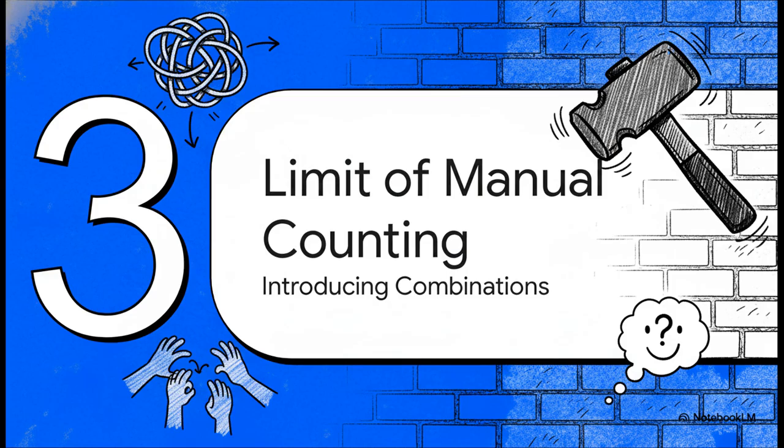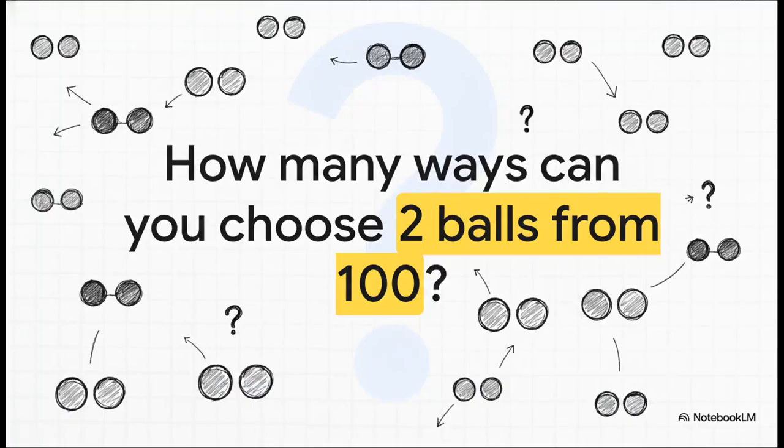Because what happens when we're not dealing with just 4 things? Yeah, we're now entering the world of combinations, and trust me, counting by hand is not an option. Let's just scale this up a bit. Instead of 4 balls, what if you have 100 balls in a bag, and you still just want to pick a group of 2? Could you list them all out? No way! You'd be writing for weeks. It's impossible. We absolutely need a formula for this.